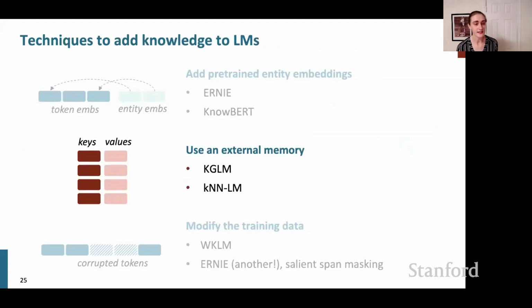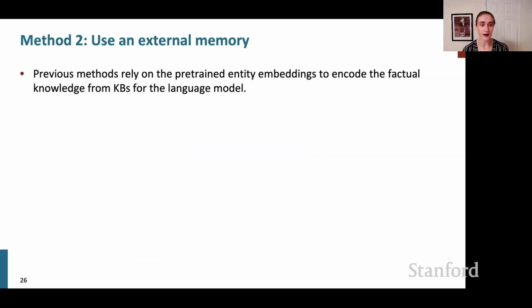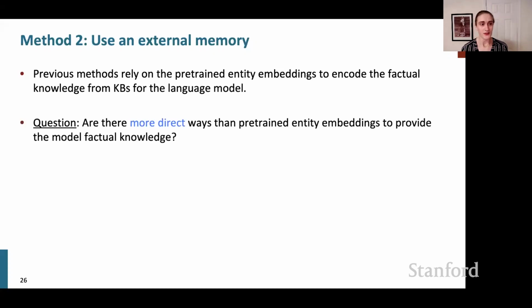So that brings us to the next class of techniques, which is using an external memory. And here we'll mainly focus on this work called kglm, and then we'll also briefly talk about KNLM. So the previous methods that we've talked about have relied on pre-trained entity embeddings to encode the factual knowledge from knowledge bases. And one of the problems with this is if you want to, let's say, modify your knowledge base, you now need to retrain your entity embeddings and then retrain your language model on top of those entity embeddings. So this begs the question, are there more direct ways than pre-trained entity embeddings to provide the model with factual knowledge?